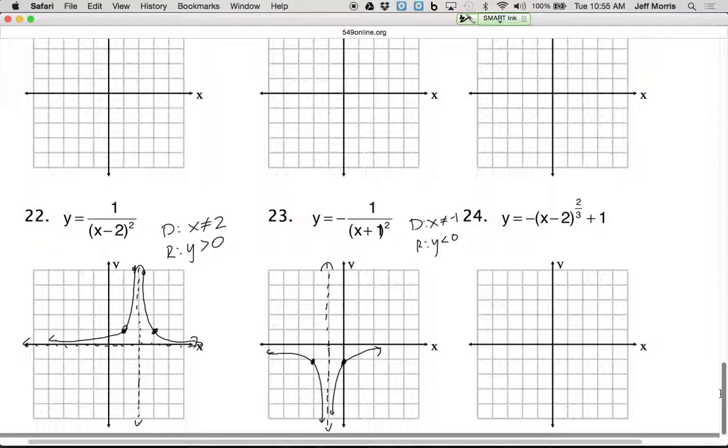Right 2, up 1, upside down, flipped, bird. Domain, all real numbers. Range, y is less than or equal to 1. And it flips because it flips over the x-axis, negative out front. Any questions?